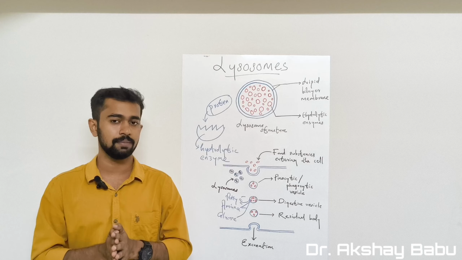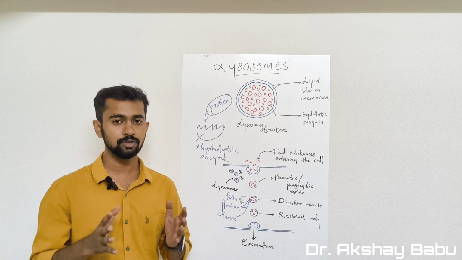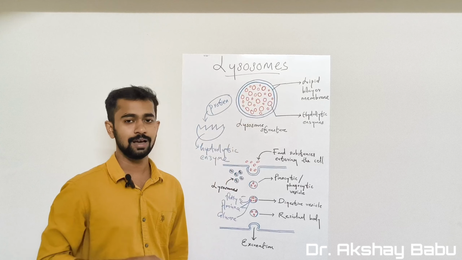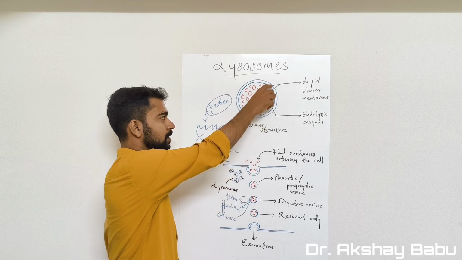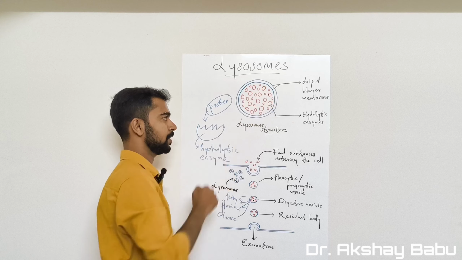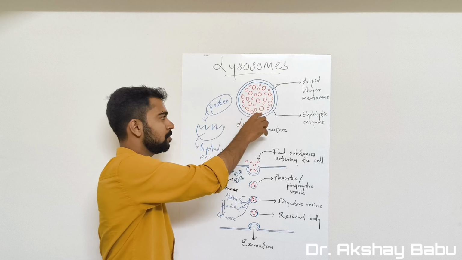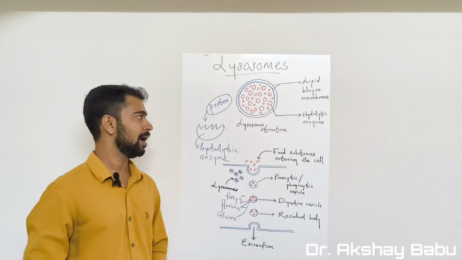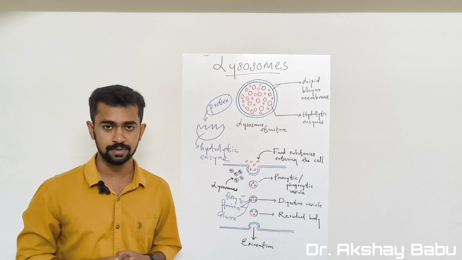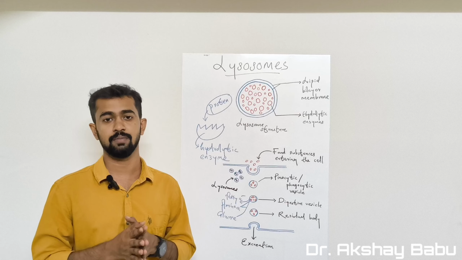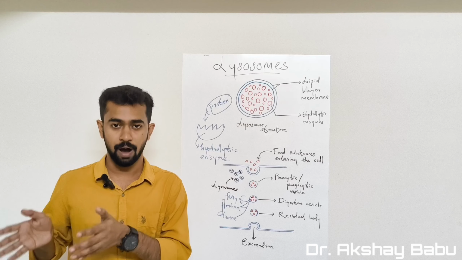This lysosome measures about 250 to 750 nanometers in diameter. And coming to the structure, this lysosome is composed of a lipid bilayer membrane. You can see this is the lipid bilayer membrane. And inside of this lipid bilayer membrane, there are so many granules which are present over here. And inside these granules, there are 40 different hydrolytic enzymes. And these hydrolytic enzymes will split the organic compound into two or more parts.